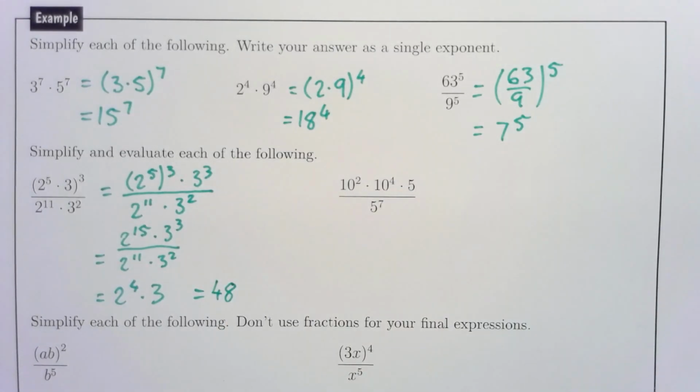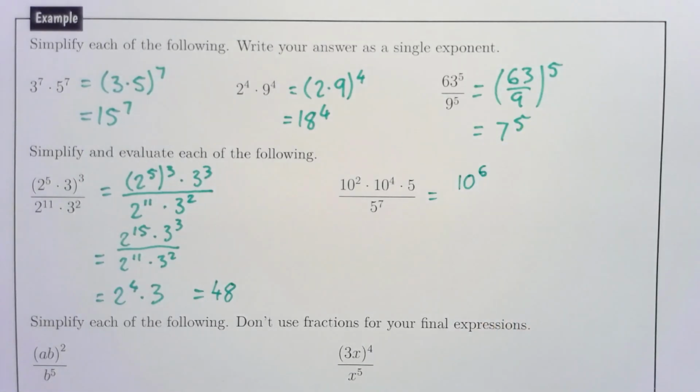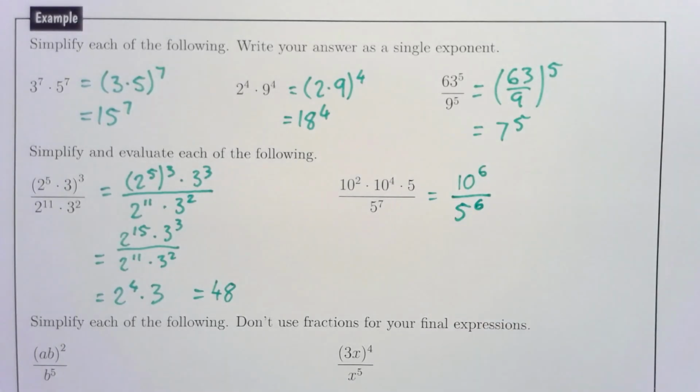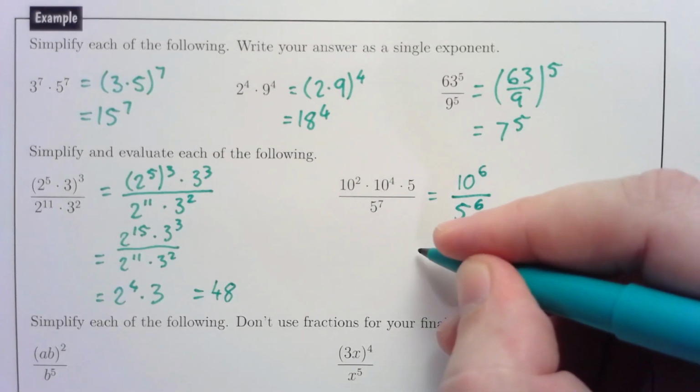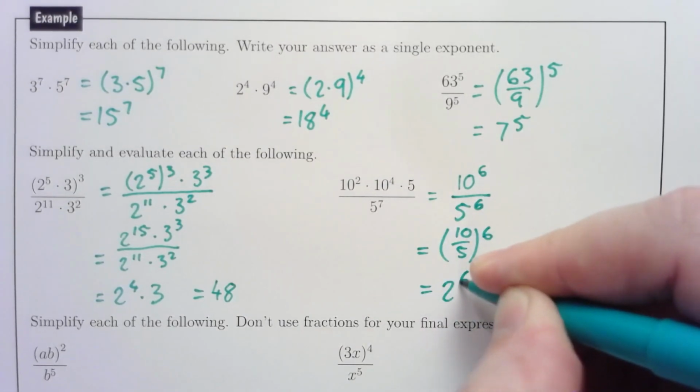If we have 10 to the power of 2 times 10 to the power of 4, using Rule 1, that's 10 to the power of 6. Then if we have 5, which we can think of as 5 to the power of 1, divided by 5 to the power of 7, that's the same as 5 to the power of negative 6. But we know we can write that as dividing by 5 to the power of 6. Now because we're dividing expressions with the same exponent, we can divide the bases to get 2 to the power of 6, which is equal to 64.